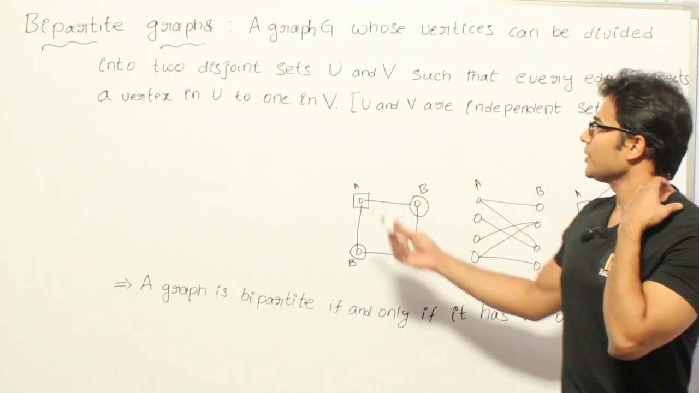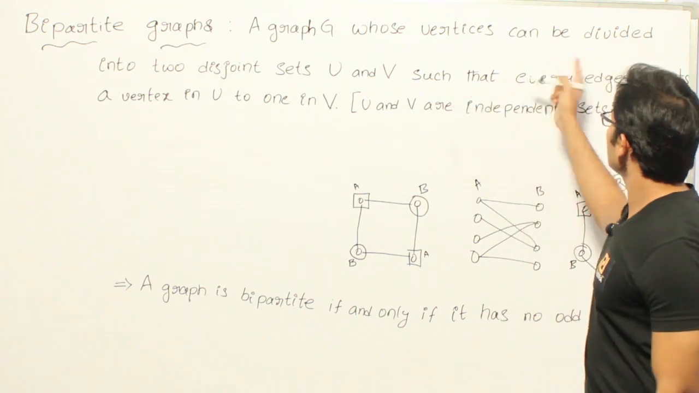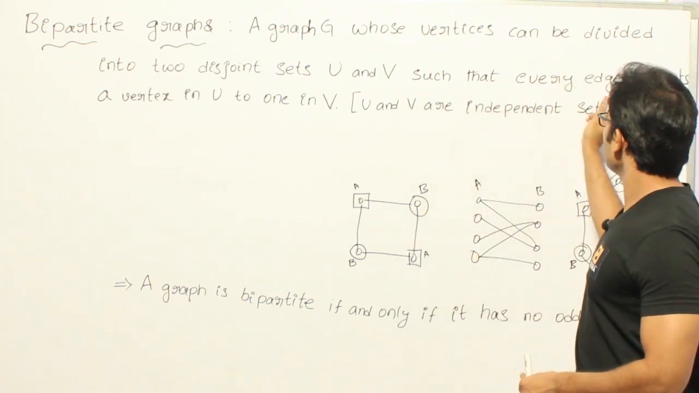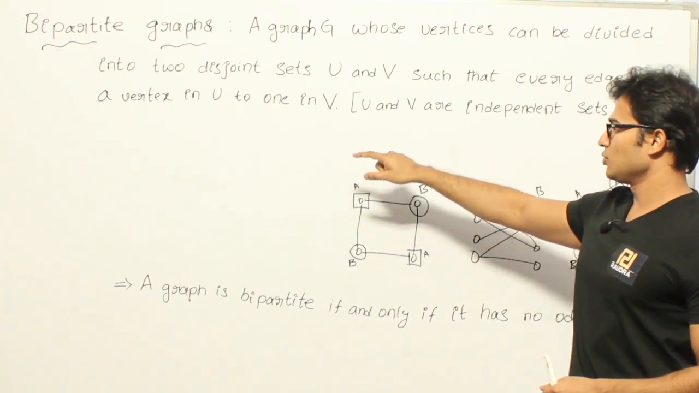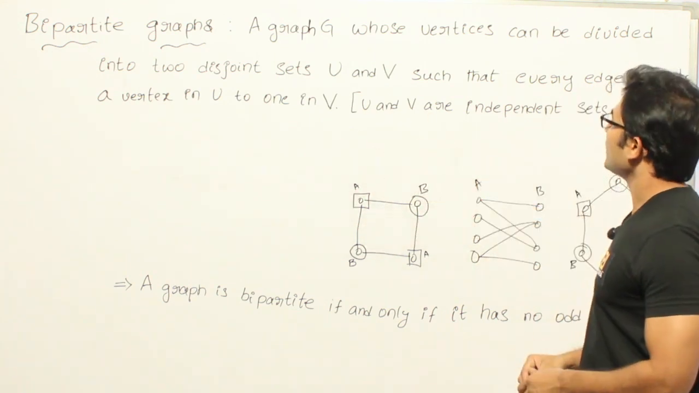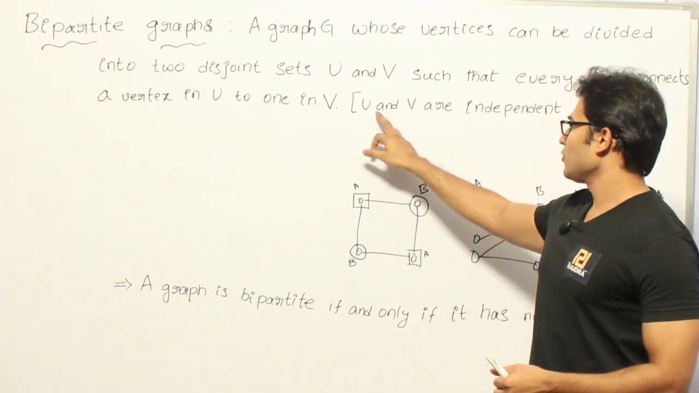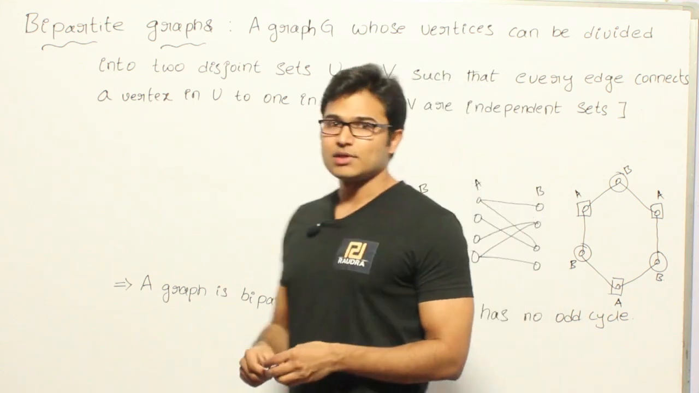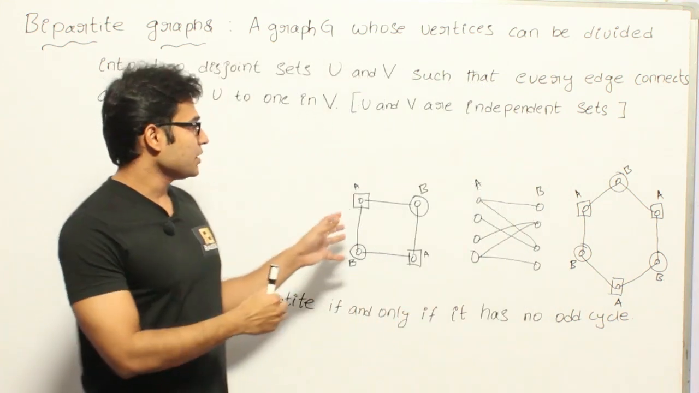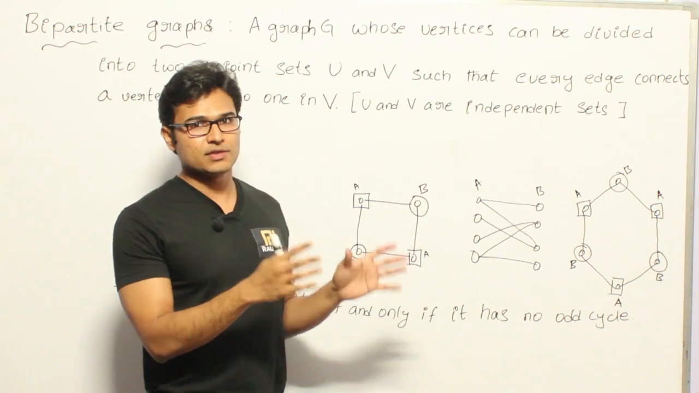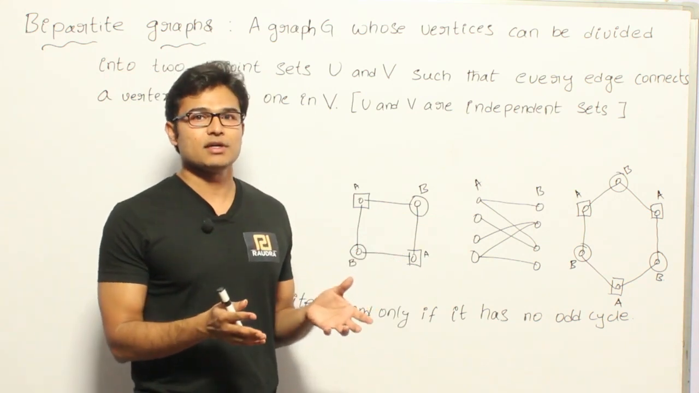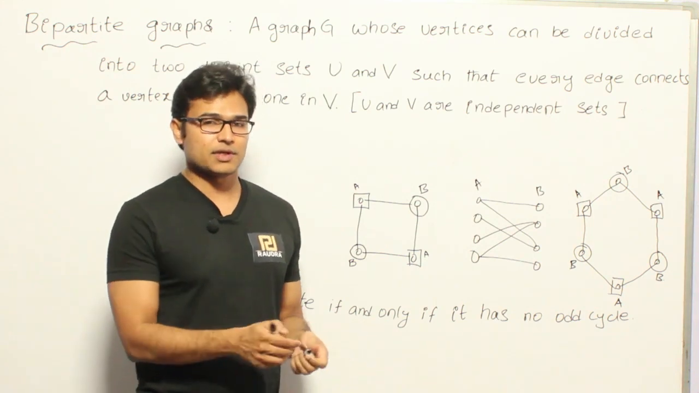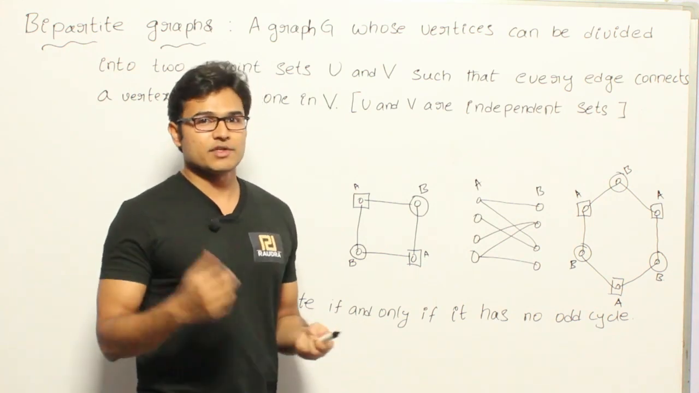Now let's see bipartite graphs. A graph capital G whose vertices can be divided into two disjoint sets U and V such that every edge connects a vertex in U to one in V is called a bipartite graph. Now U and V are independent sets. So what they mean to say is, if we can partition the entire set of vertices into two sets in such a way that these two sets are independent, right? If you can get such a partition, you can say that the graph is bipartite.